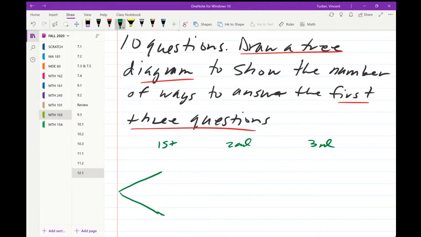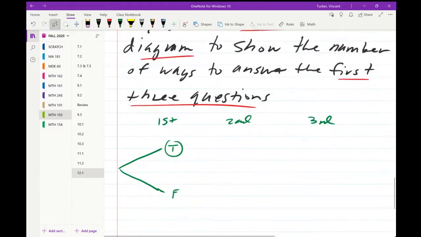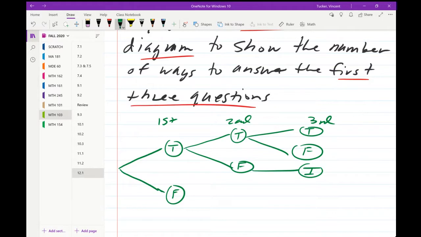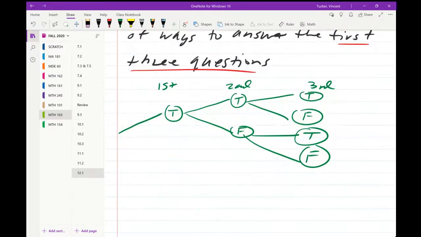All right, so when it comes to the first question, you have 2 options, of course, true and false. So after you answer true, you have 2 options, true and false. After you answer true again, you have 2 options, which is true and false. If you answer false for the second question, you have still 2 options, true and then false down here.